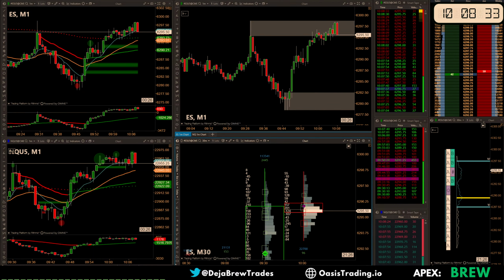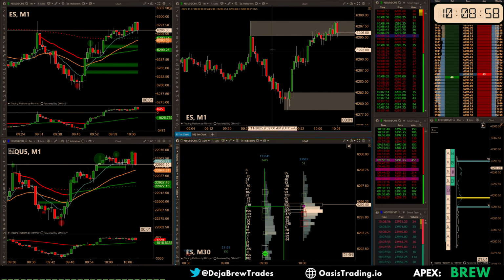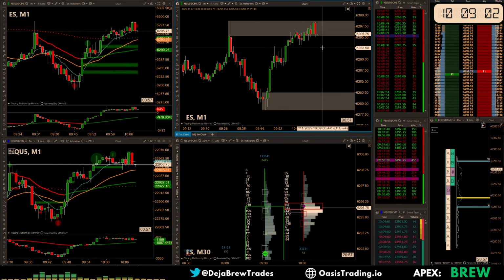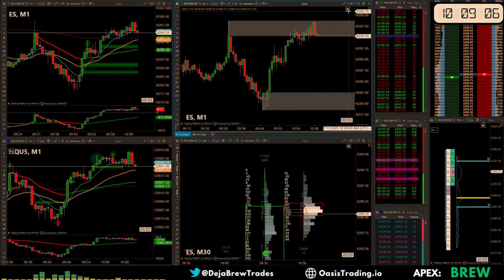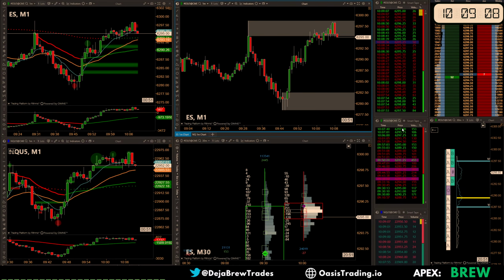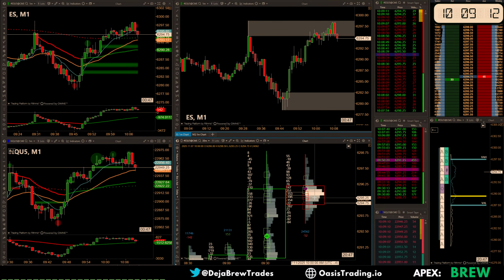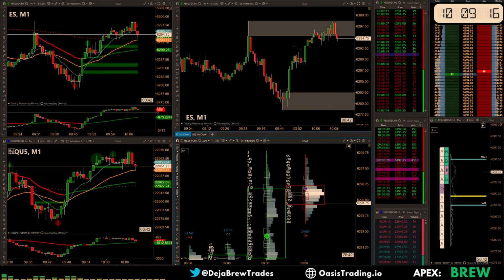So far, not breaking that high of day there, that wick that started that sweep today. Not exactly a rollover or anything like that, but if it starts to sell, then pops back up, and then sells again, it could be a rollover. We did put in a poor high there. A lot of delta coming in to the downside at 95.